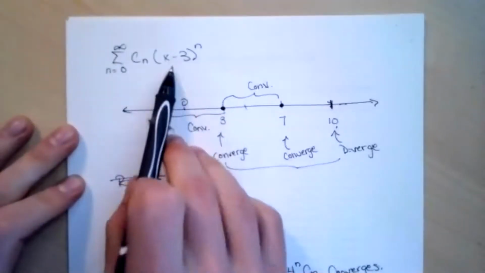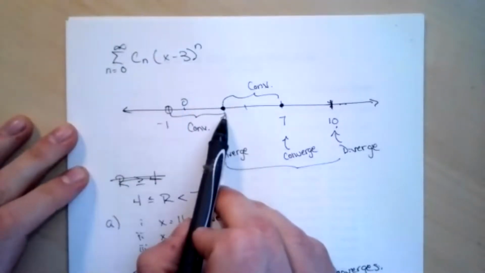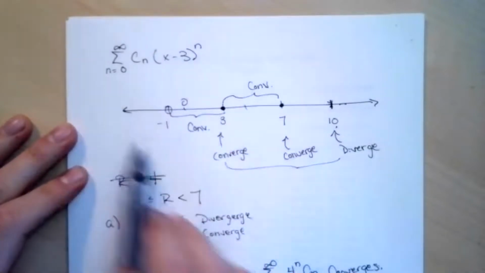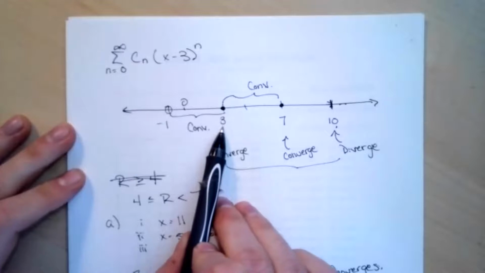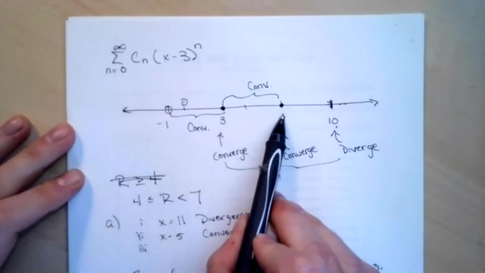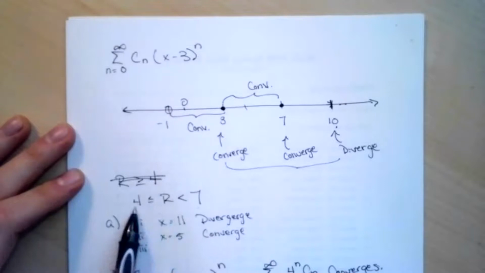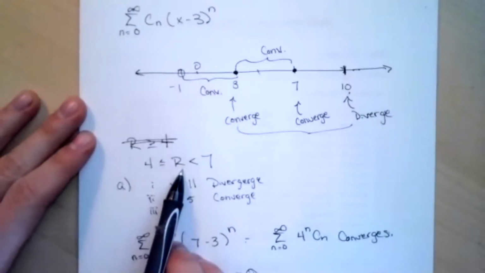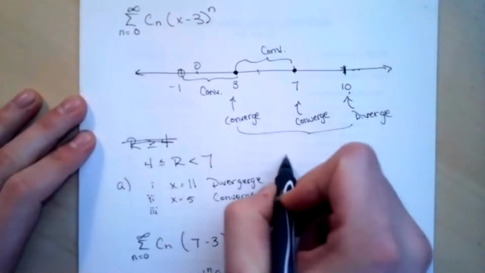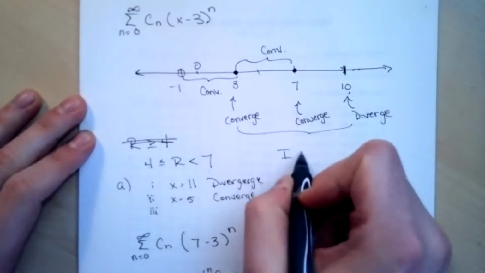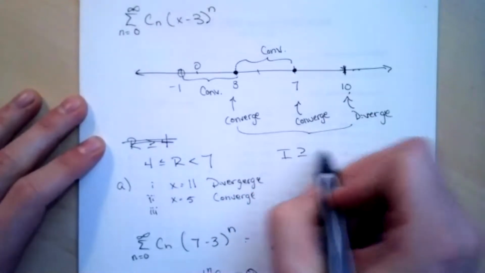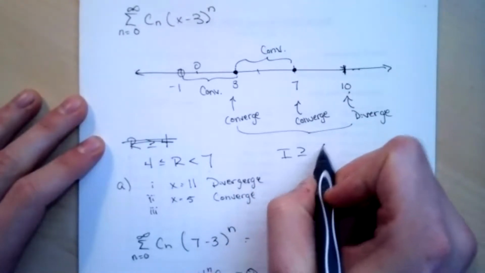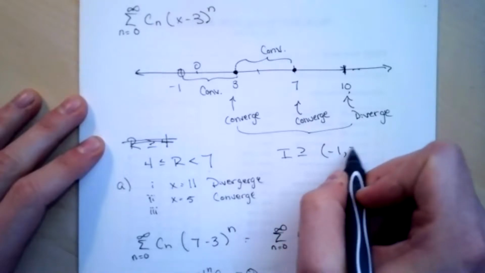You can say that the center of the power series is at x equals 3. So you could just essentially write out what we drew here. You could say that the center of the power series is at x equals 3. And because we know it converges at 7, we know that the radius of convergence is at least 4. Right. Meaning that the interval of convergence is at least bigger than -1 to 7.